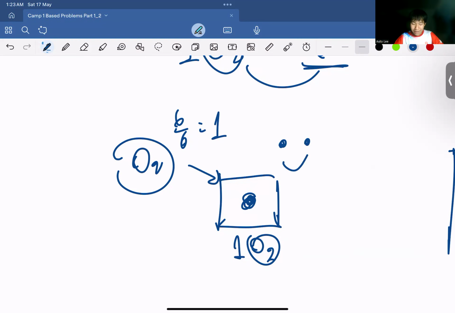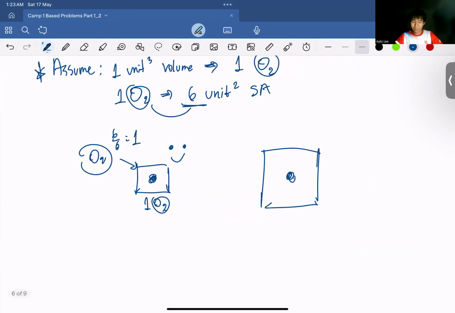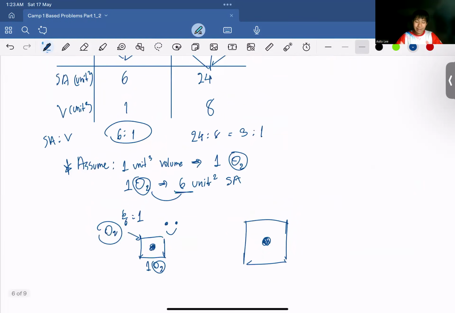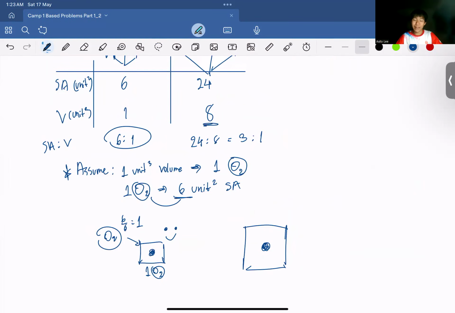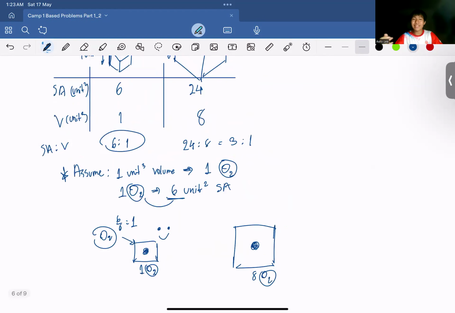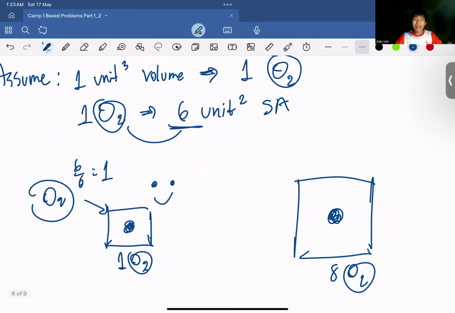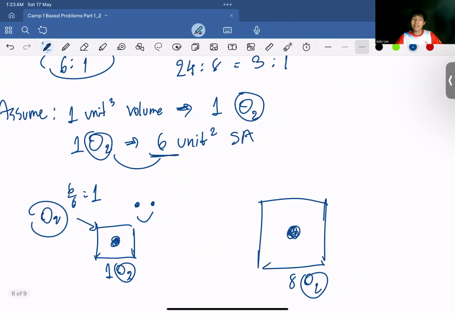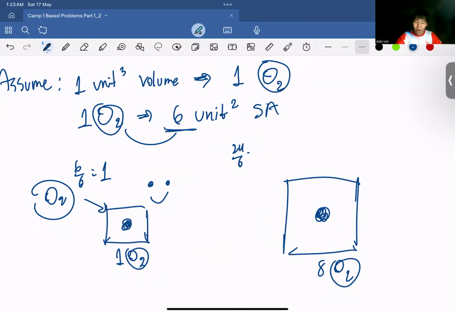It survives. But what about this other cell here, the larger one? Now there are going to be some problems for this big guy. From our table, you see that this cell has a volume of 8. That means it requires 8 oxygen chunks. But you see, the surface area here is 24. We know that six units of surface area give us 1 oxygen chunk, but 24 units of surface area would give us what? 24 over 6, that's 4 oxygen chunks.